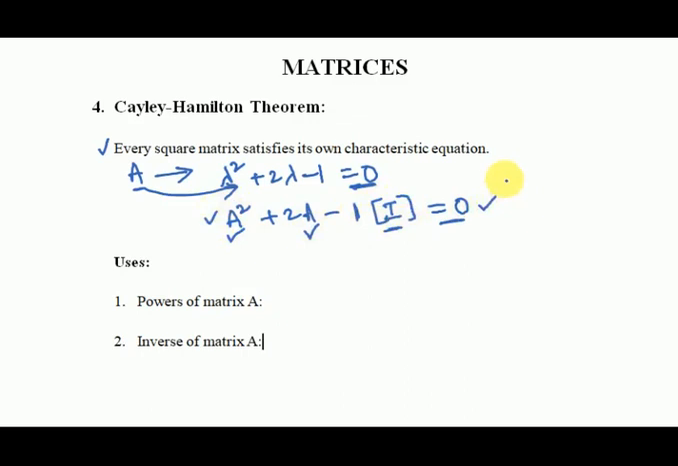Uses of this Cayley-Hamilton theorem is, we can find out the powers of matrix A. That means you can find out A square, A cube, A power 4 like that, and inverse of matrix. That means A inverse you can find out using this Cayley-Hamilton theorem.